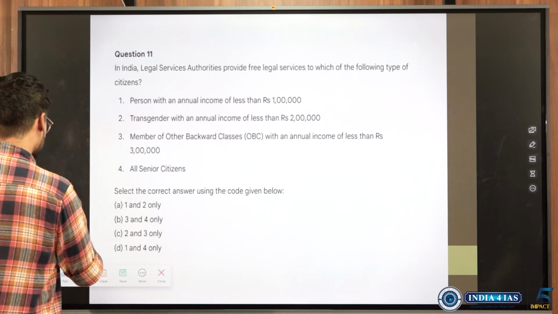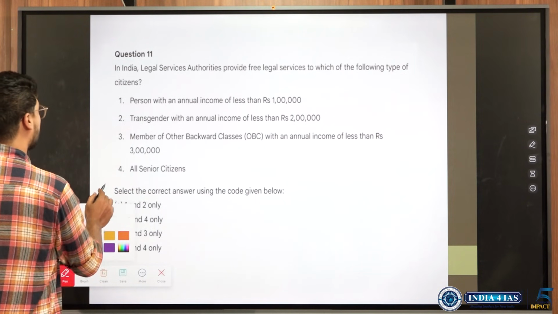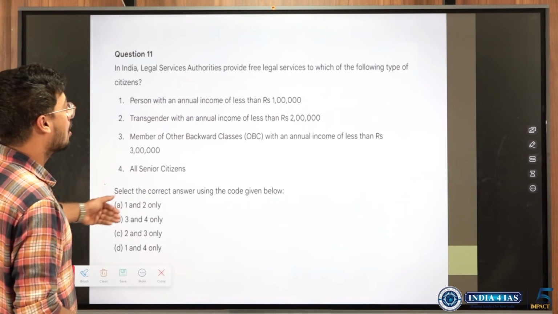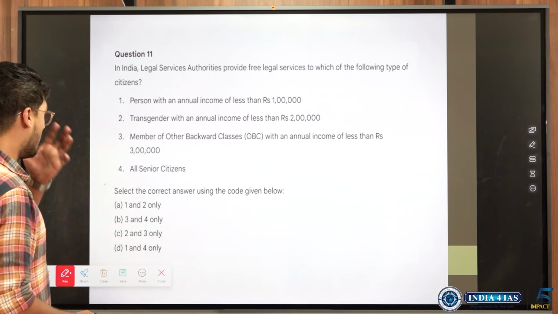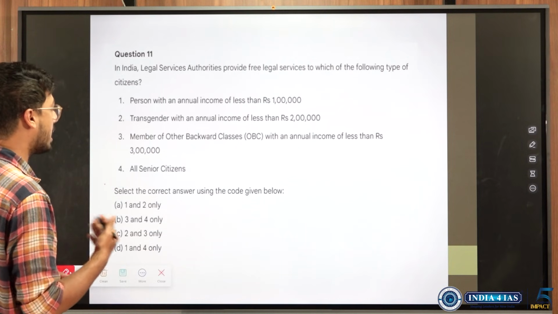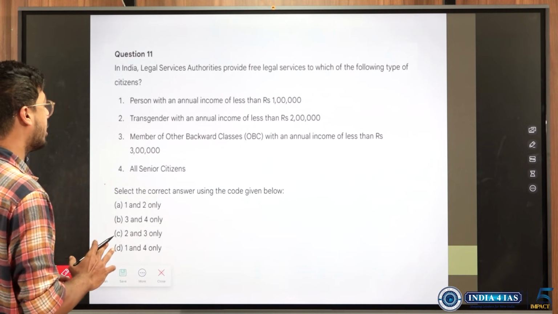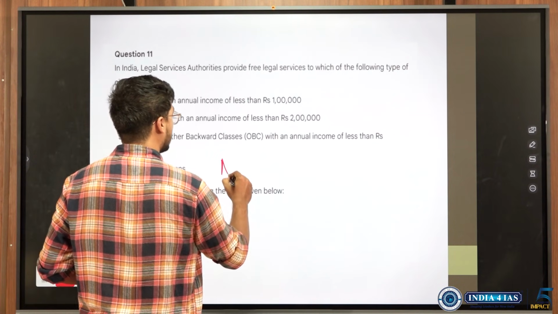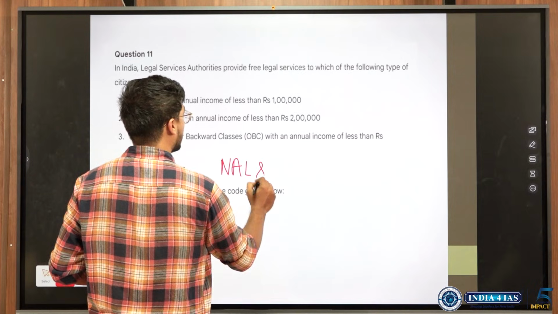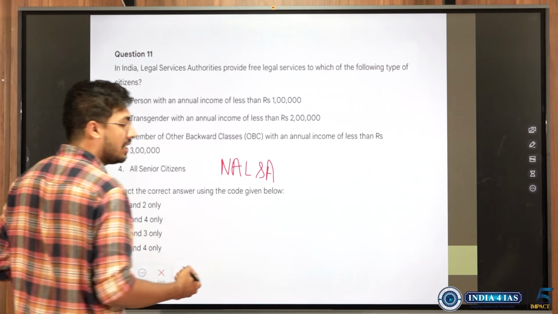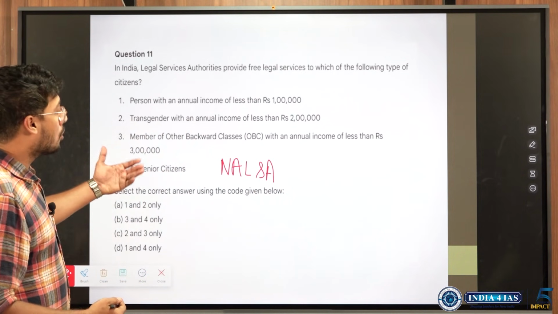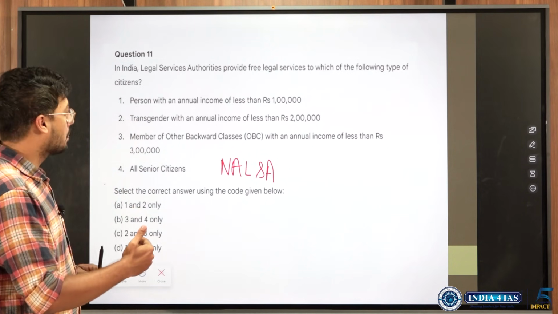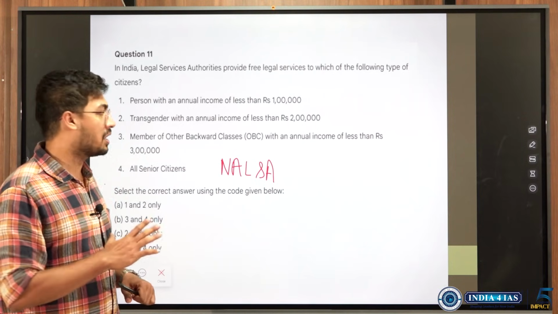This is another interesting question that had been asked in the UPSC. See, in India, legal service authorities provide free legal services for which of the following types of citizens? Person with annual income less than 1 lakh, transgender with annual income less than 2 lakh, member of OBC with annual income and all senior citizens. See, we know about NALSA, National Legal Services Authority. So to promote free legal aid, these provisions and act had been made. So it had given a list of persons who are eligible for free legal aid.